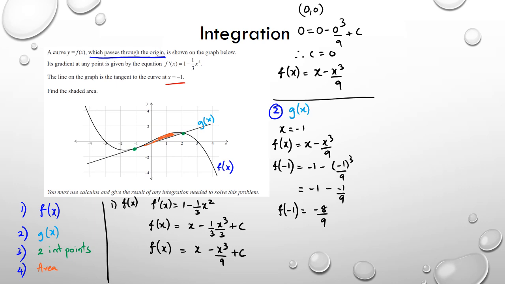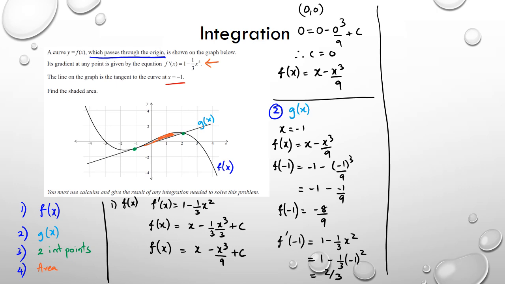The next part is to find out what the gradient is at this point. So I need f dash of -1, but I already have the gradient function, which is this right here. It's just a matter of substituting. I have 1 minus 1/3 x squared, which equals 1 minus 1/3 times (-1) squared. Simplifying this, I have a gradient of 2/3. Like I said, I'm going to try and fit this in.